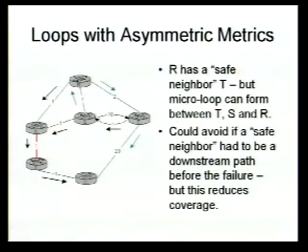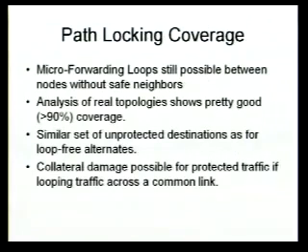You could avoid this if the safe neighbor constraint were stricter, i.e. if the safe neighbor had to be a downstream path before the failure, but this reduces your coverage, which is always the case with using the downstream paths instead of loop-free alternates. So with path locking, you can still get micro-forwarding loops between nodes without safe neighbors.